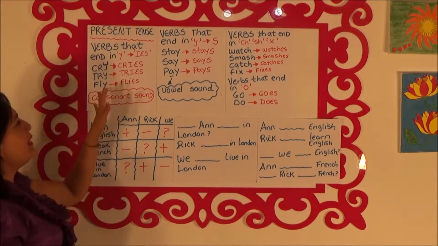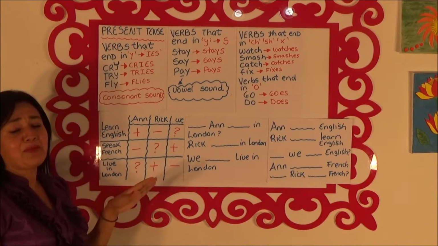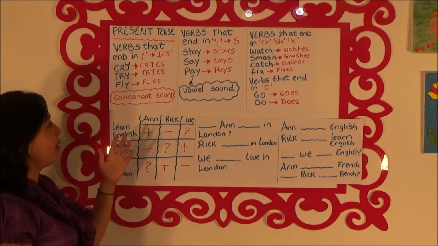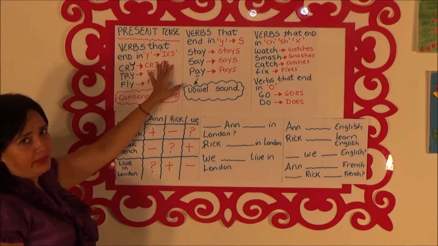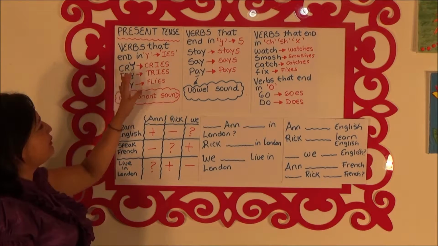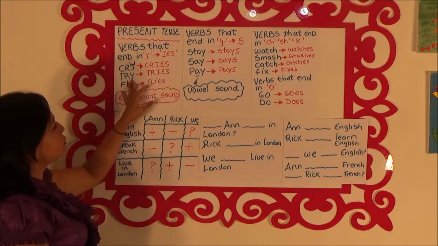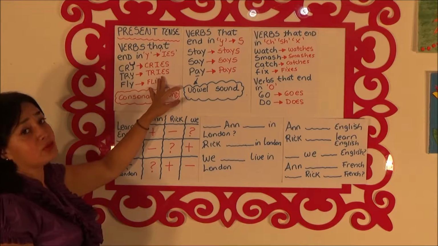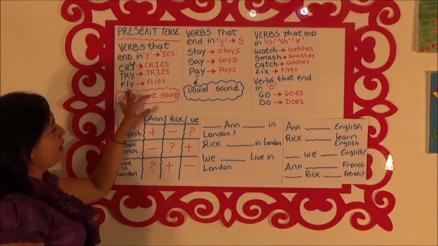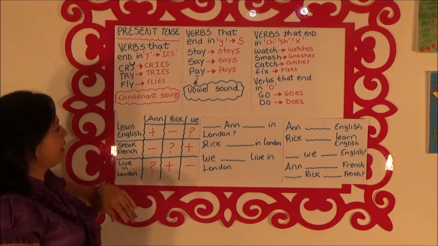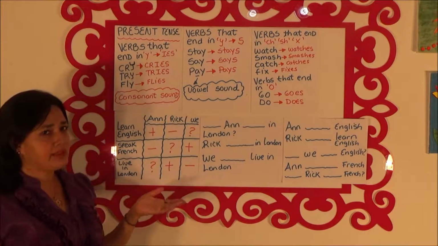For example, verbs that end in Y: when a verb ends in Y, it changes to IES. For example, if it is cry, it changes into cries. If it is try, it changes into tries. If it is fly, it changes into flies. But why, you may say?